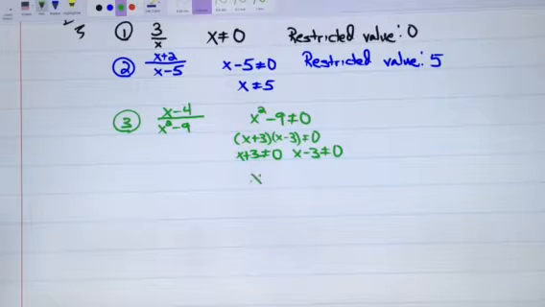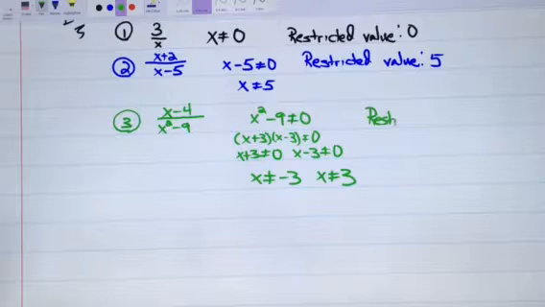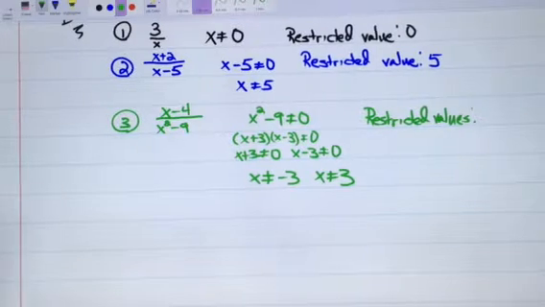And if x plus 3 cannot be 0, well, x cannot be at negative 3. Also, if x minus 3 cannot be 0, x also cannot be at 3. So we have not one but two restricted values, at negative and positive 3.